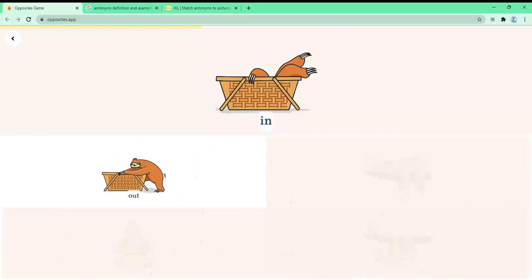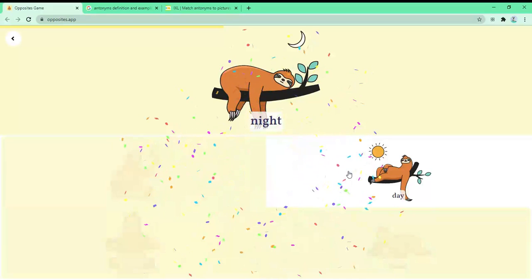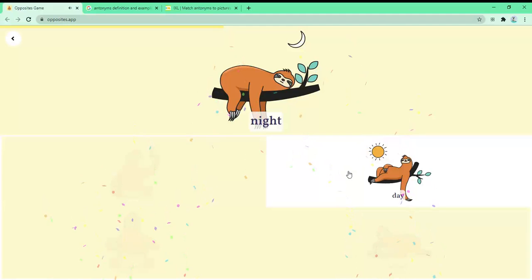Okay, so let's see this one. This one shows he's sleeping and it's nighttime because it has a moon. And we need to find the one that is day and has a sun and he's awake. And in the second picture, it shows the sun and he's awake and he's not sleeping anymore. So the opposite of night is day and the opposite of day is night. Woohoo. Right. One more question.